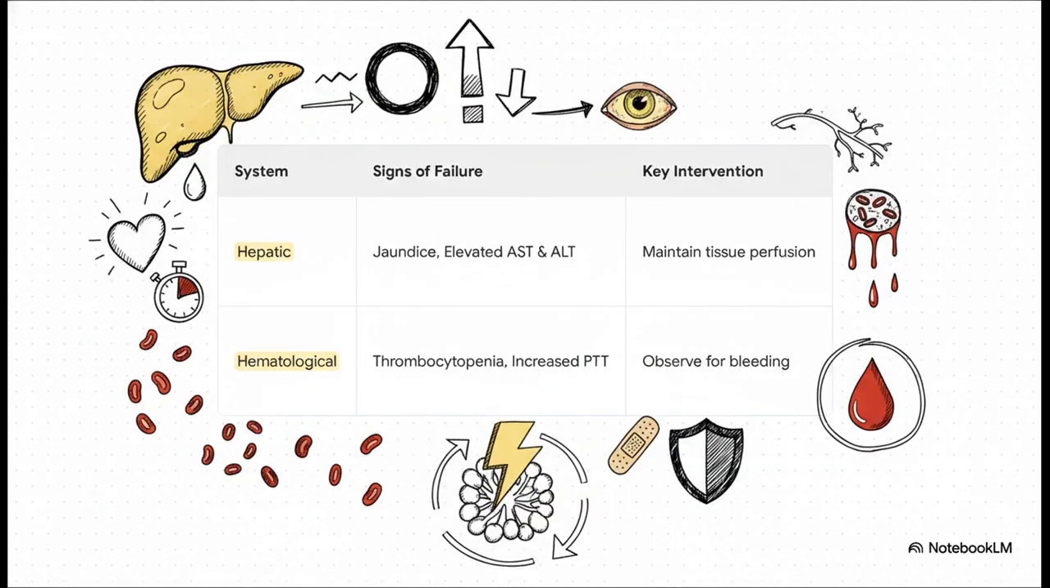Let's just look at a couple of quick examples. When the liver, the hepatic system starts to go, you'll see physical signs like jaundice, and the patient's liver enzymes, their AST and ALT, will go through the roof. For the hematological system, things get really messy. The body's clotting factors go haywire, platelets plummet, and the patient is at a huge risk for bleeding. In both cases, your job is to support that failing organ while you desperately try to fix the underlying shock.